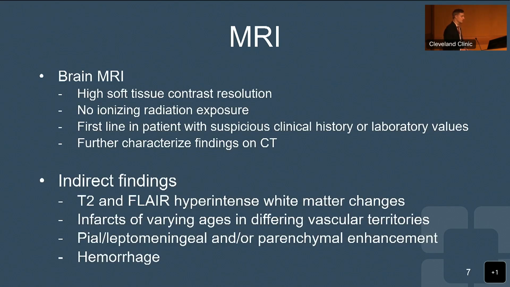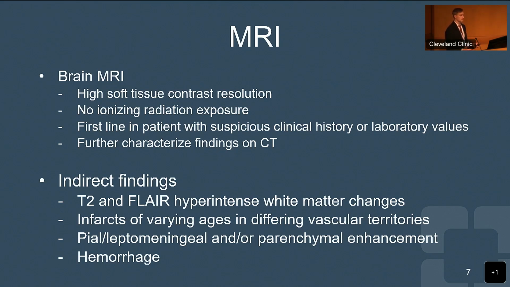So what it can show are some indirect findings of an inflammatory process. What do these include? Things like T2 and FLAIR hyperintense signals throughout the white matter, infarctions of varying ages in differing vascular territories. Leptomeningeal and/or parenchymal enhancement can be seen.